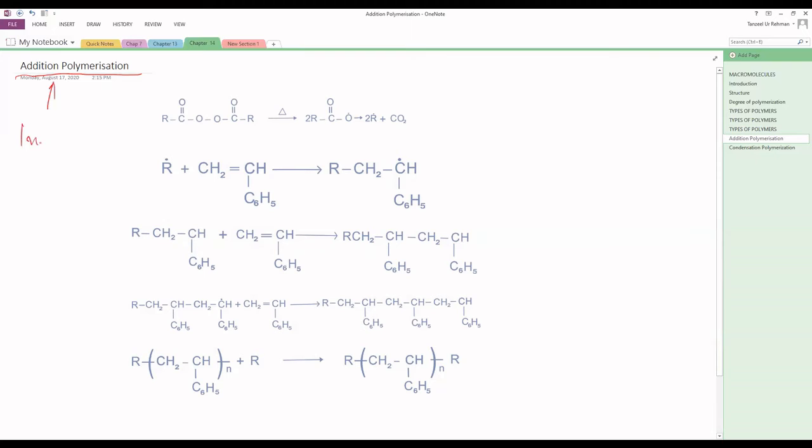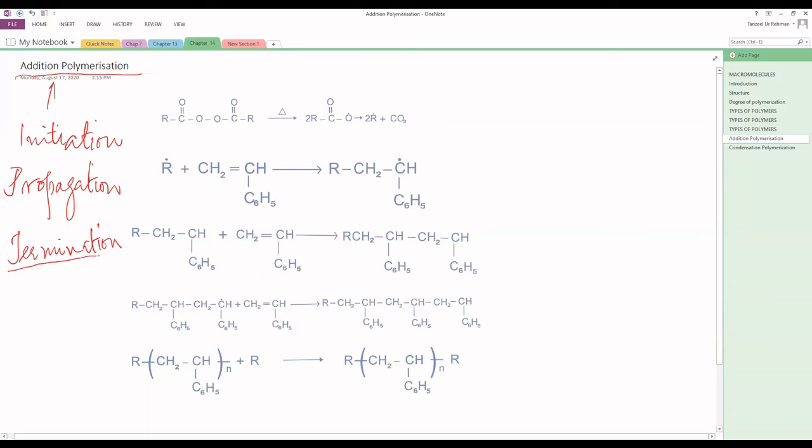One is initiation, second is propagation, and third is termination. This is the same set of steps we discussed in alkanes during the chlorination of alkanes. Now what happens in these reactions? In addition polymerization, it is a free radical addition reaction.